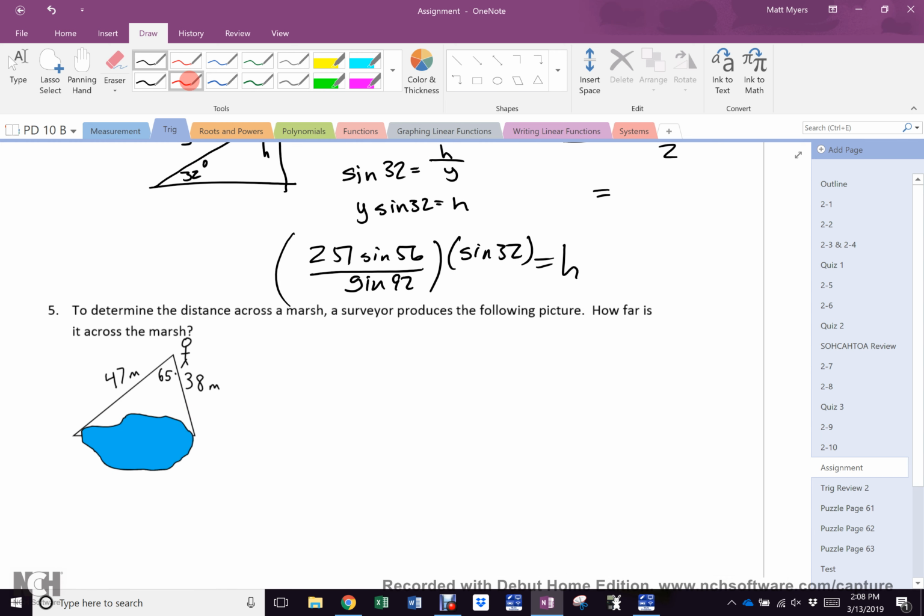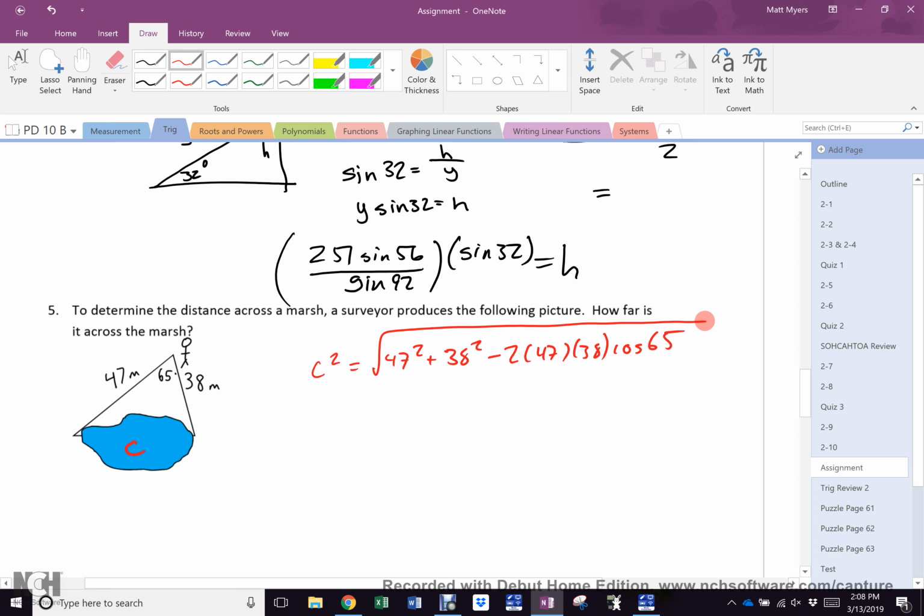Distance across the marsh, that is C. C squared equals 47 squared plus 38 squared minus 2 times 47 times 38 times cos 65. And then, of course, since it's squared, you square root that whole thing to get an answer.